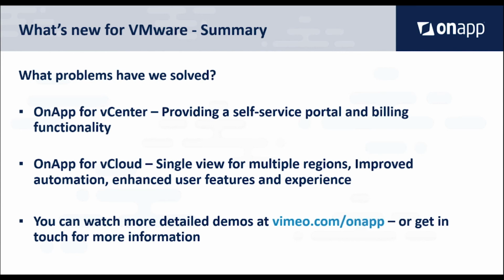So just to summarize what we've gone through, what problems are we solving with version 6 of VMware? So vCenter provides you with a self-service portal, so you can give your customers more control without compromising on the security. You can also use OnApp's extensive billing functionality with your vCenter workloads. OnApp for vCloud brings some important improvements to help you improve management of your multiple VCD instances and provide a seamless view for your customers. We have also added features to help improve automation and management of these resources. If you need any further details on any of these topics, please feel free to get in touch. And now I'll hand back over to Anatoly.